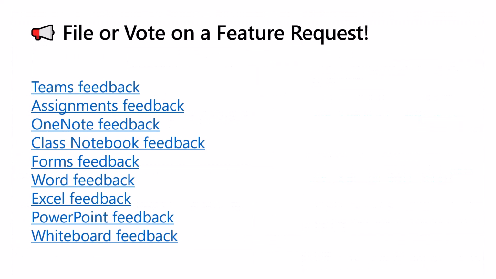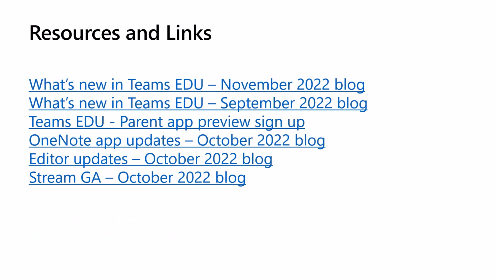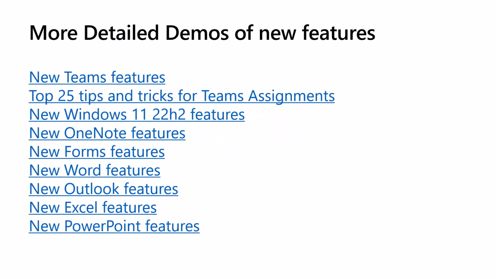So what I'll say is, if you want to vote on feature requests, a lot of people say, hey, Mike, I wish it had this feature. I wish it had that feature. How can I vote? There are all the little feedback portals right here. I put all the links to all your favorite stuff. We love to hear feedback from educators. There's also links to a lot of the blogs and information that we talked about: Teams, OneNote, Editor, Stream, etc. All those links to blogs.